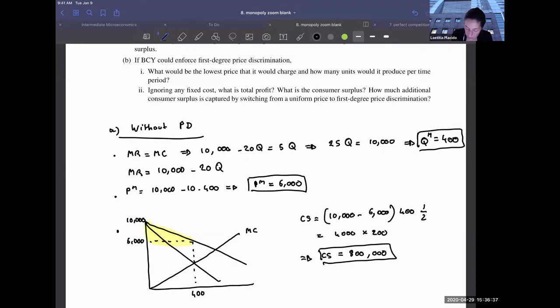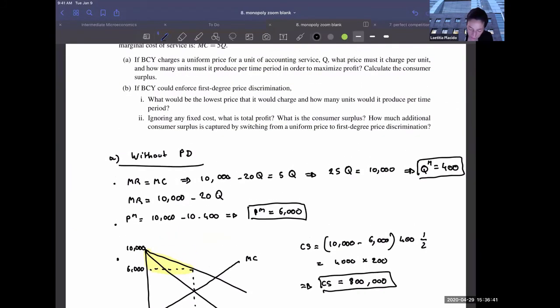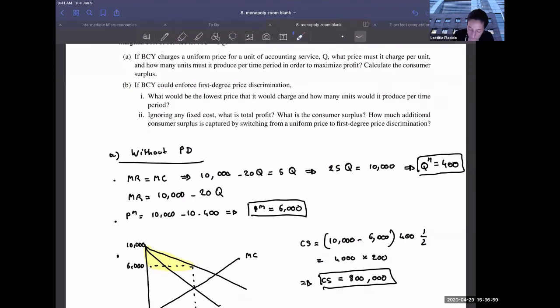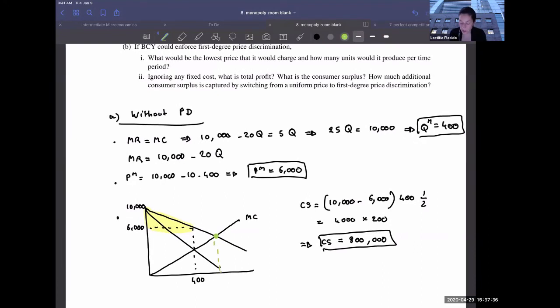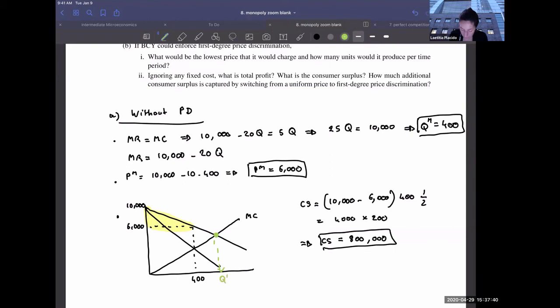All right. So that was the result without price discrimination. Now let's move to question B. So question B says, the firm can enforce first-degree price discrimination. What would be the lowest price it would charge, and how many units would it produce per time period? All right. So with perfect price discrimination, you have as many prices as customers. So the question is, who is the customer with the lowest willingness to pay? Well, we know that the firm is going to sell its good as long as price is above the marginal cost. So the maximum quantity the firm is going to sell is given by the intersection between marginal cost and demand. So that's the quantity under price discrimination.